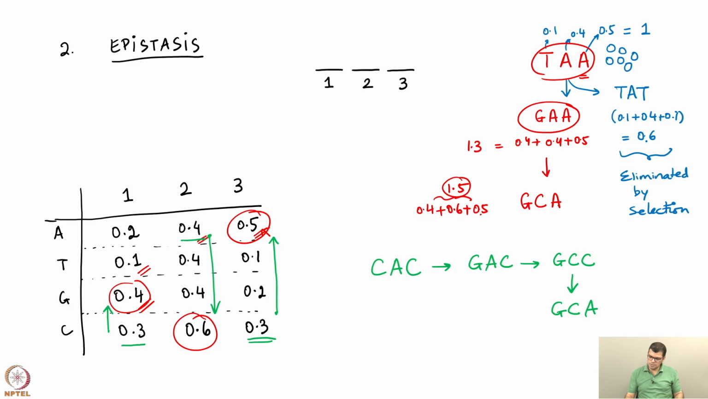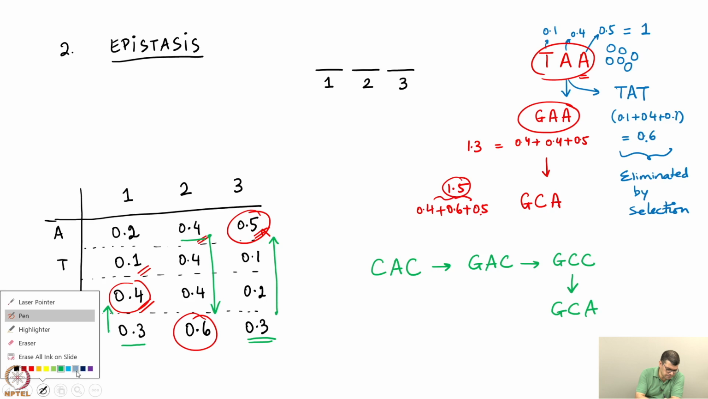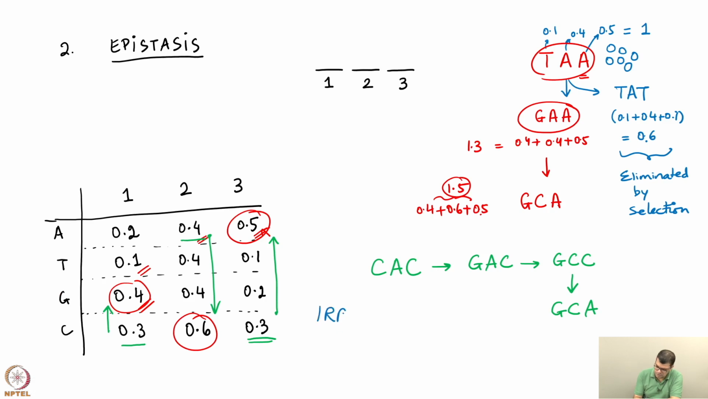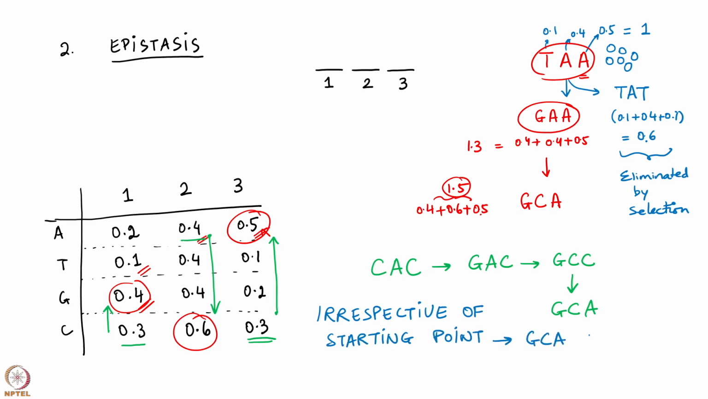So what this means, if we look at this, and as an exercise you can try starting from other positions and keep increasing the fitness up until a point where you can't increase fitness anymore. What you will note is that irrespective of the starting point, you will always end up at GCA as the final sequence.